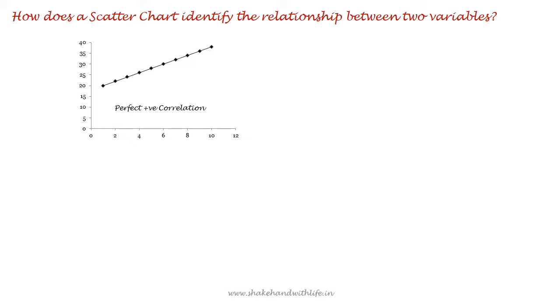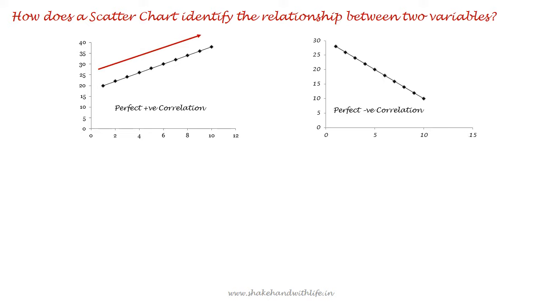How does the scatter chart identify the relationship between two variables? When the dot plot is on a straight line and moving from left to right in upward direction, then it is a perfect positive correlation. When the dot plot is on a straight line and moving from left to right in downward direction, then it is a perfect negative correlation.